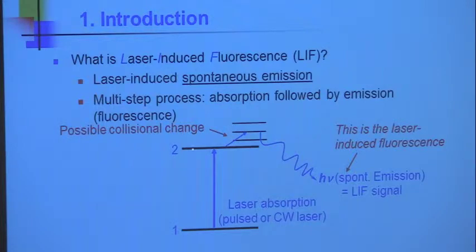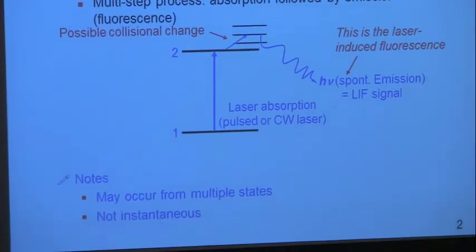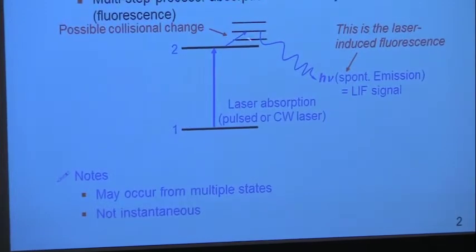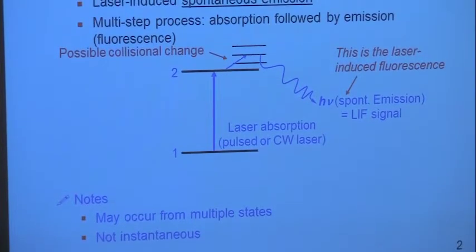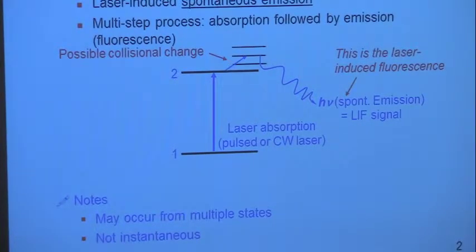This is a complexity here. We have to deal with the fact that we may be changing the wavelength of emitted light because of that collision process. That also means that you can get multiple states populated by this process before it emits. So you may be getting emission from multiple upper states. It'll be a change in wavelength from that which you send in, and it may come from multiple states. And it's not instantaneous, even though it's very fast.